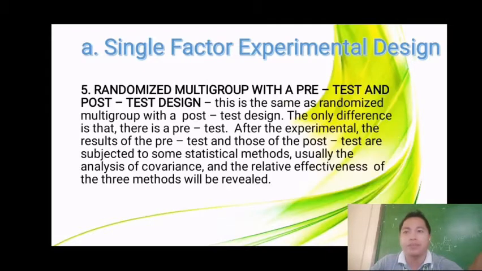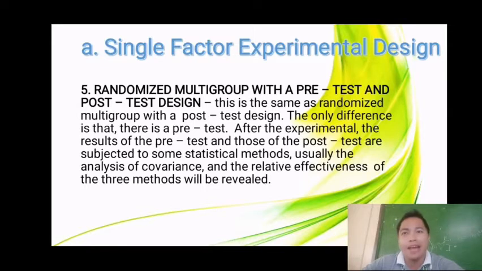Okay, number 5. This is randomized multigroup with pre-test and post-test design. So this is the same as randomized multigroup with the post-test design, but the only difference is that there is first a pretest. After the experiment, the results of the pretest and those of the post-test are subjected to some statistical methods. Usually, the analysis of covariance is used, and the relative effectiveness of the three methods will be revealed.